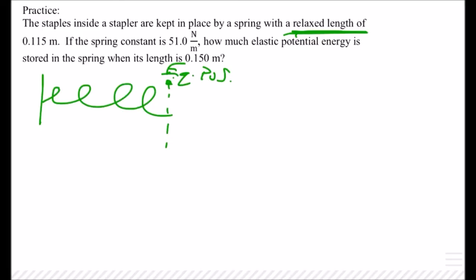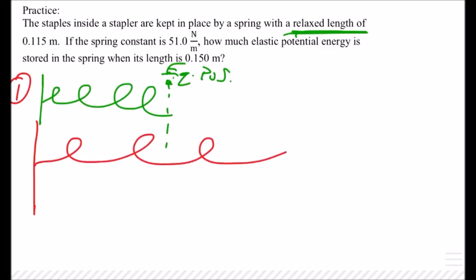Now, did the spring get expanded or did it get compressed in this problem? It had a relaxed length of 0.115, and then it changed to 0.150. So what do we say? It expanded, right? Okay. So our new example, and this is how I do all of my elastic potential energy questions. I draw the original scenario first, then I draw what the new scenario is going to be. Okay? And you carry your equilibrium position down through both pictures.